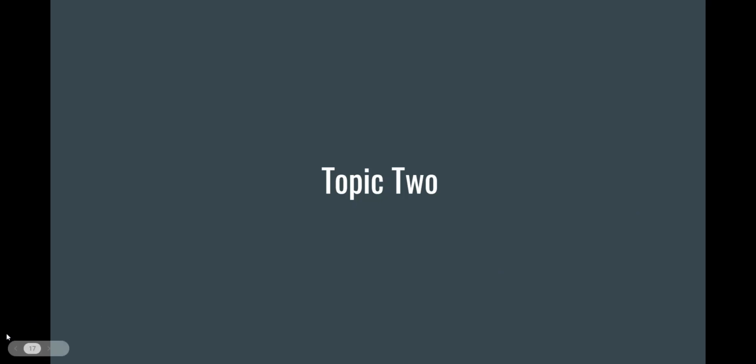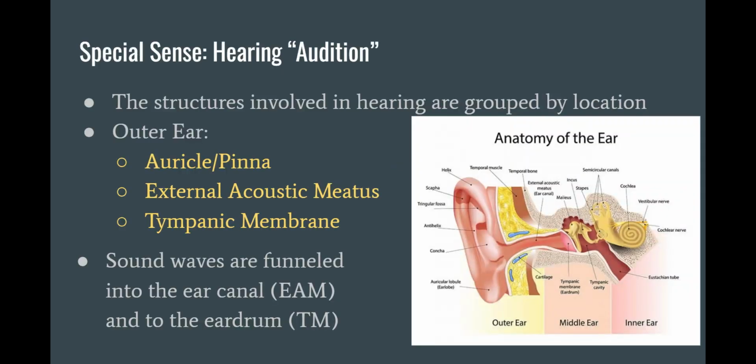Hi friends, this is the second lecture in our unit on special senses. So topic 2, we are going to be looking at hearing and proprioception. So we're starting with hearing. The anatomical terminology for hearing is audition or auditory information.